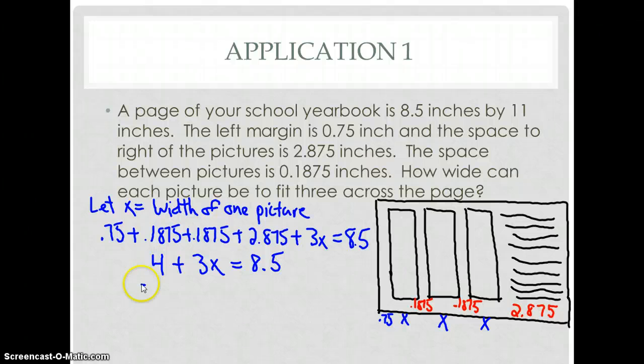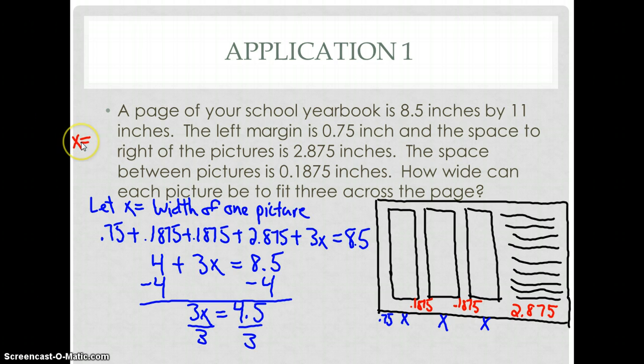The inverse of positive 4 is subtracting 4. I'll do that from both sides. We get 3x is equal to 4.5. And then the last step we have here is to divide both sides by 3. And I'll write this answer over to the right here. I get x is equal to 4.5 divided by 3, which actually gives us 1.5. So that tells us the width of each picture is 1.5 inches.